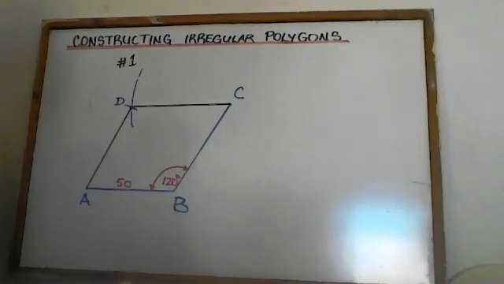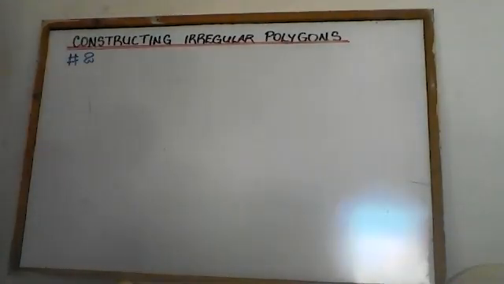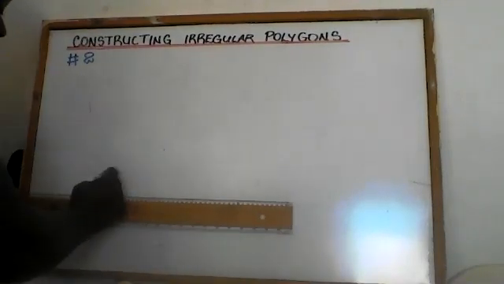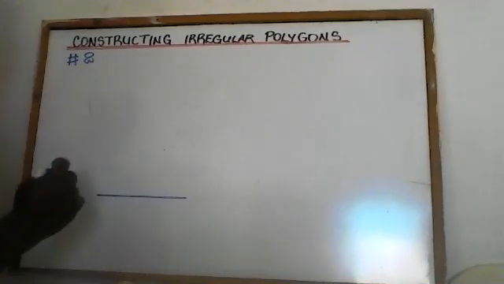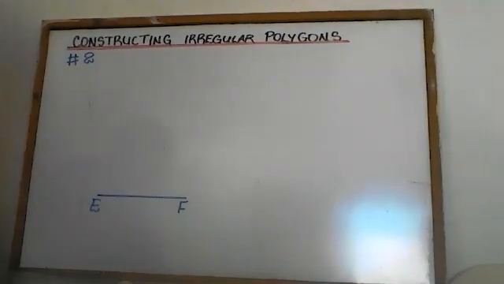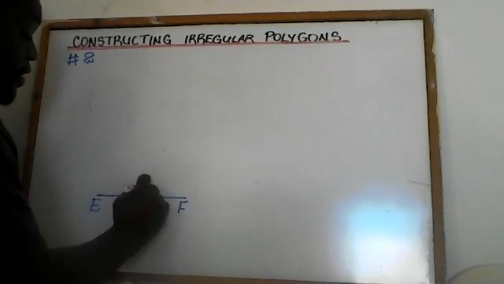Now let's move on to number 2. The second example on this particular assignment is an irregular pentagon. We are given the length of 5 sides, but this time we are given the sizes of 2 angles, angle F and angle G. So let's get right into it. We're going to draw the base EF equal to 40 millimeters. Draw a line equal to 40, and we're going to call this EF. Of course, this baseline is going to be equal to 40 mm.